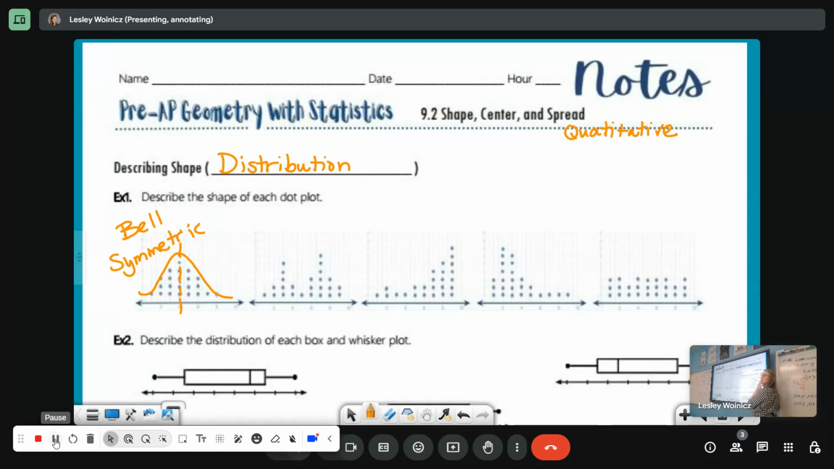Now, in the future, there are some bell or symmetric distributions that would be called what we call normal, but normal is a very specific category of symmetric, so we can't necessarily say that this is normal yet.